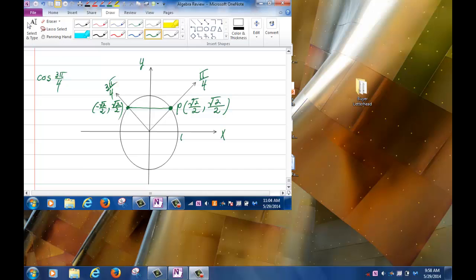Is everybody okay with that? All right, because the circle is symmetric. So I have this. And how about 5 pi over 4? Anyone knows the location of 5 pi over 4?